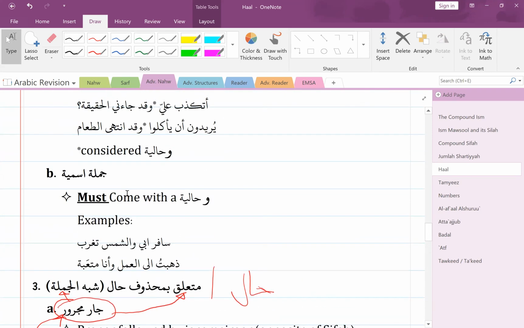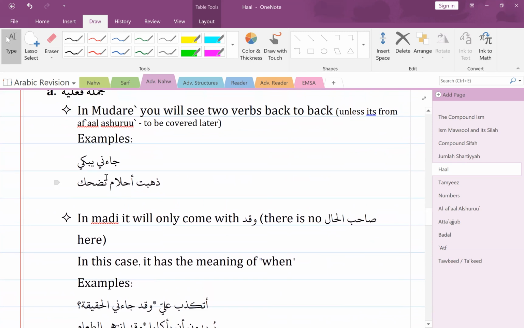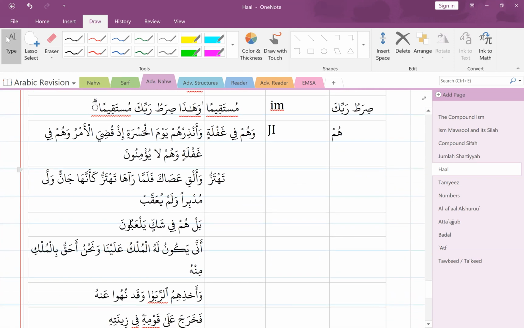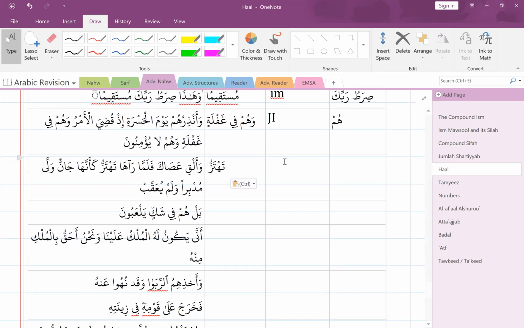If you look at the examples I gave you, جاءني يبكي. جاء is فعل ماضي, but يبكي is مضارع. Okay, got it. I was confused there for a minute. No problem. I know it's a lot. I've given you a lot today, and it's evening, so the brains are a little slow. And so this is Madi followed by Mudare. We'll call it جملة فعلية.